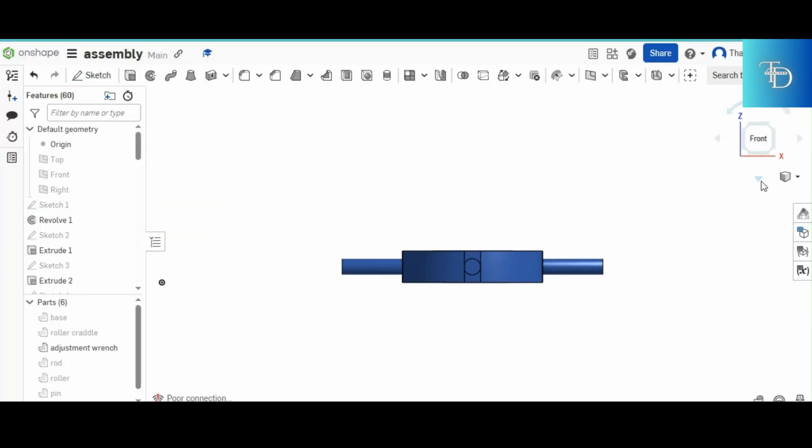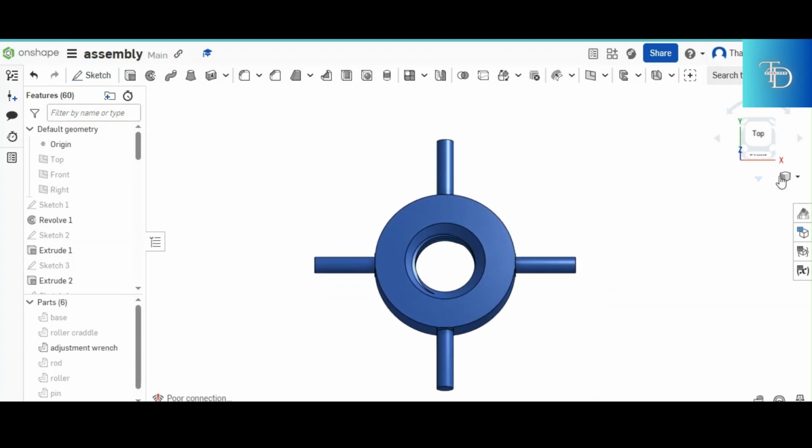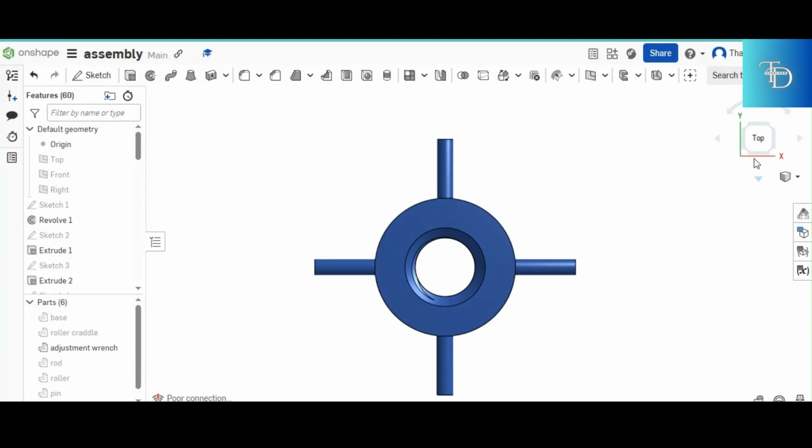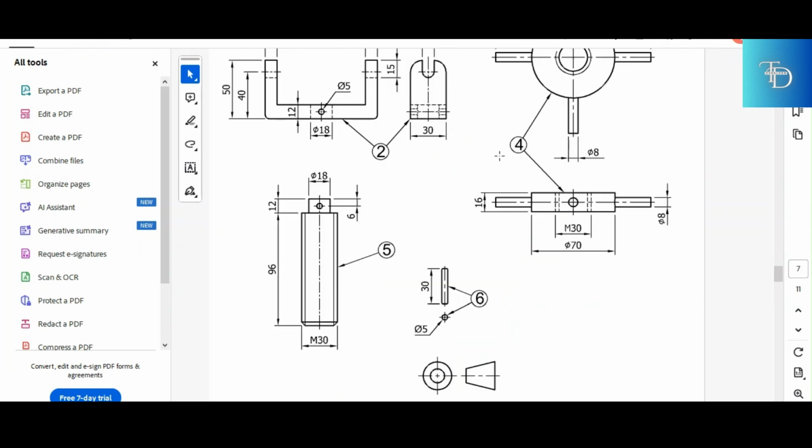And then you have the what? The top view, exactly like this. You go and confirm your top view. This is exactly the same. Now we shift to part number 5, which is the what? The threaded rod. Part number 5.